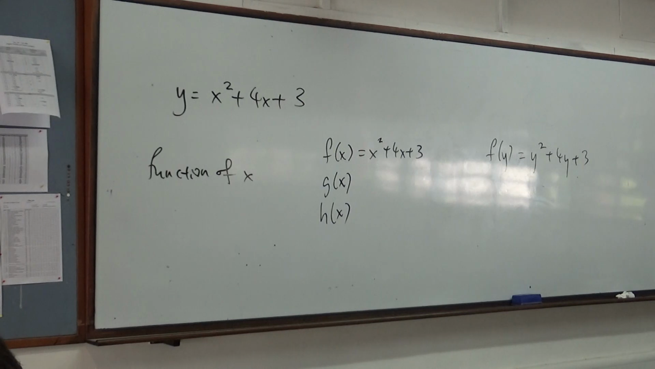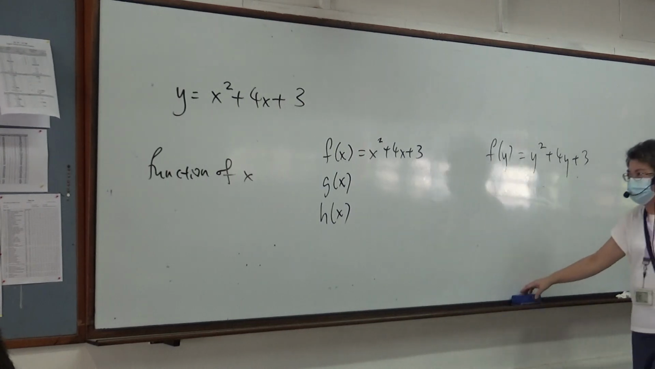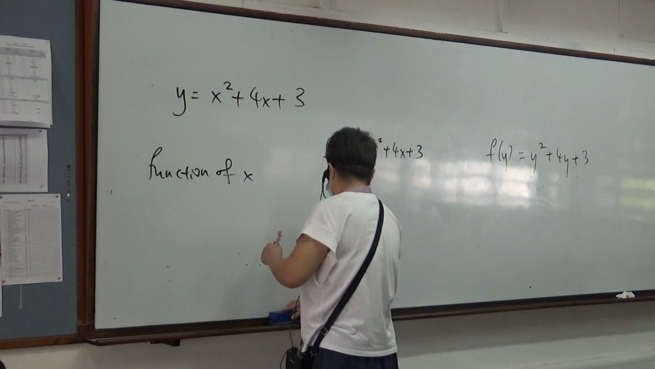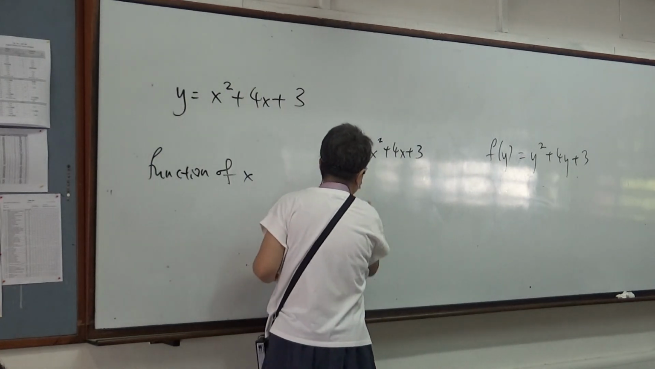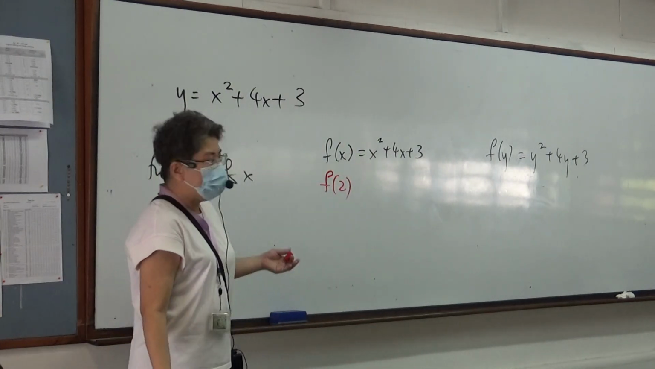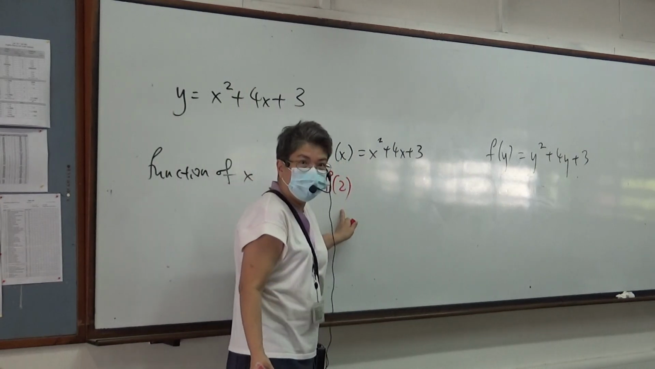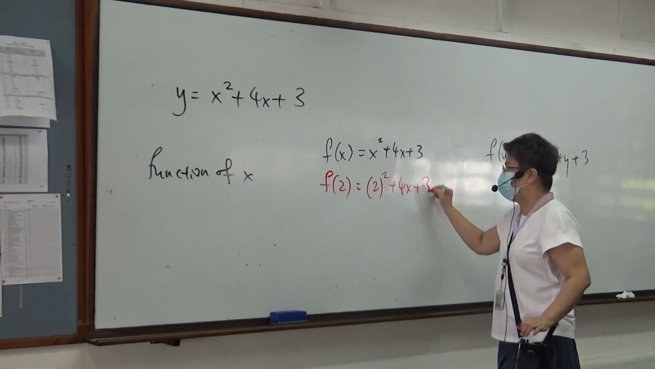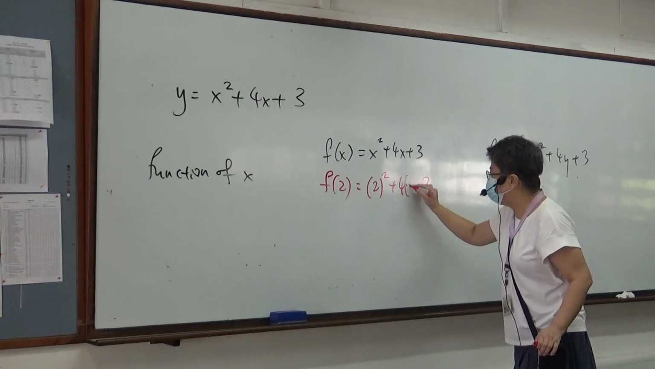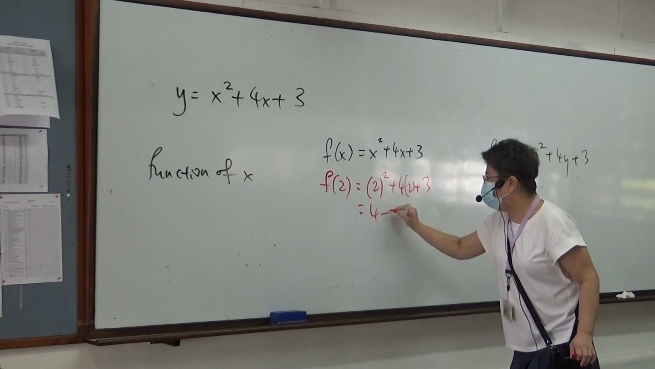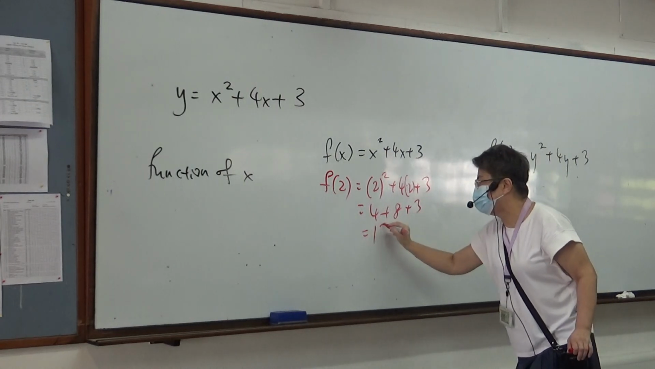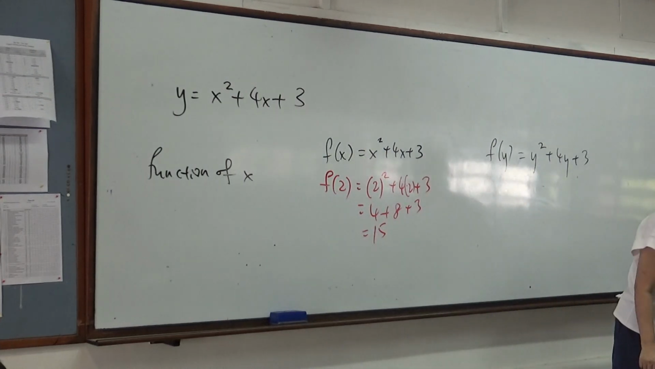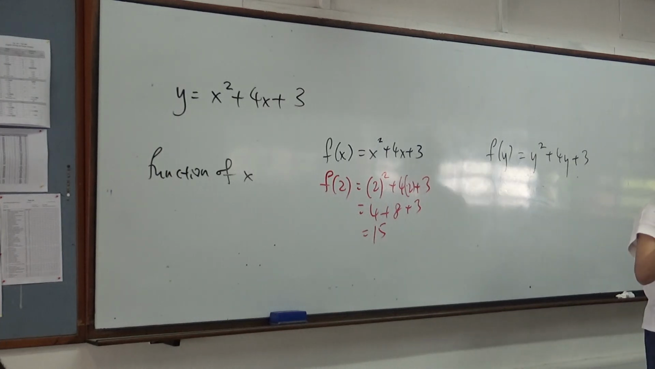Everybody look up. If I say I want to find f(2), what does it mean? That means when x takes the value of 2, so I will have 2 squared plus 4 times 2 plus 3. I'll have 4 plus 8 plus 3, answer will be 15. You understand? So when we run it in terms of function, you don't need to say that x is 2 or something, just for f(2) we know x is 2. Understand what I'm talking about?